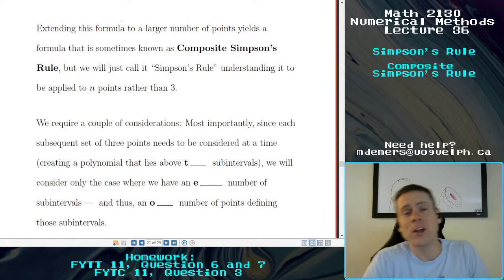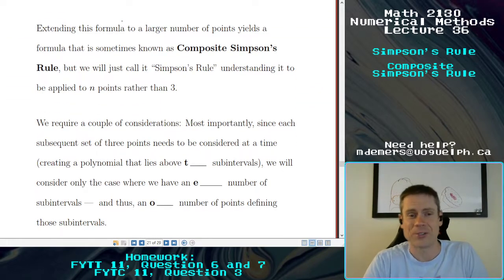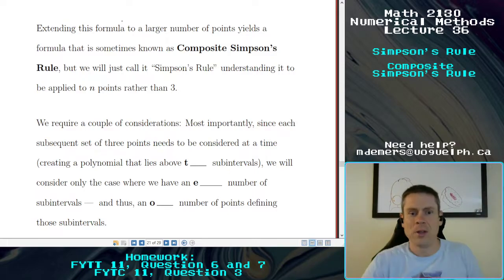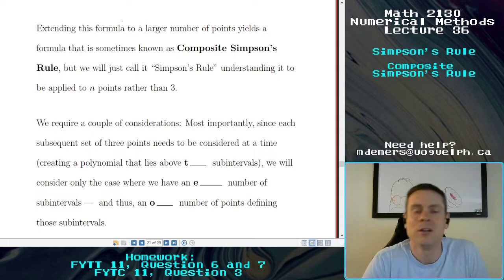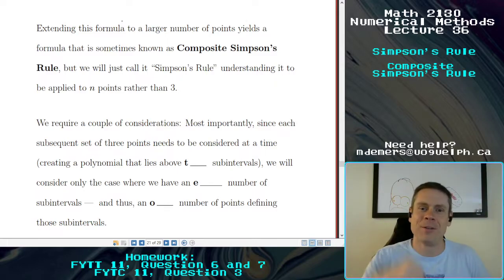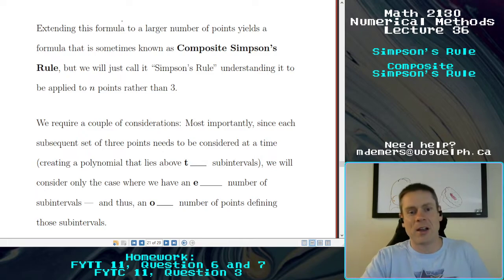So what if we want to go more than 2 subintervals? That's what's called a composite Simpson's rule. We'll typically just call it Simpson's rule, understanding it to be applied to more endpoints rather than 3, because, I don't know, it's not that hard to remember. If you have more than 3 nodes and more than 2 subintervals, if you want to apply Simpson's rule, you need a different formula, because the one that we talked about above only applies if you have 3 nodes and 2 subintervals.